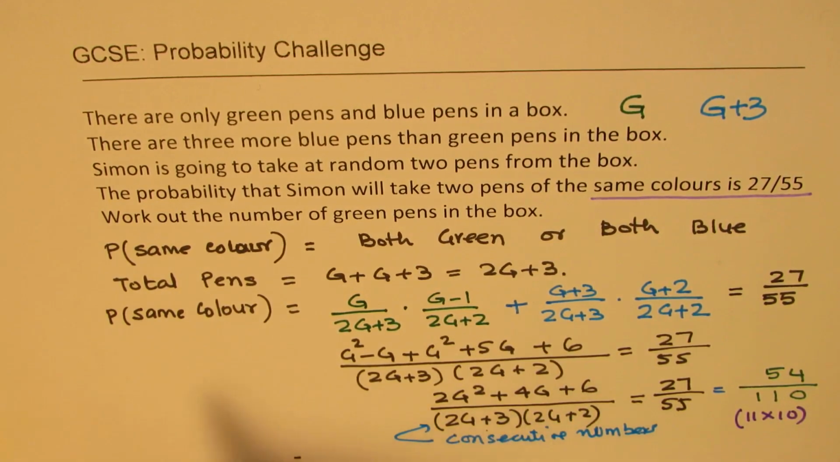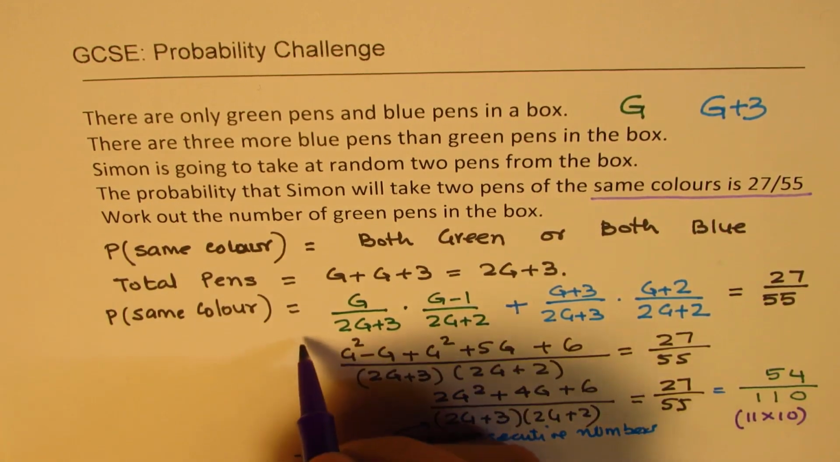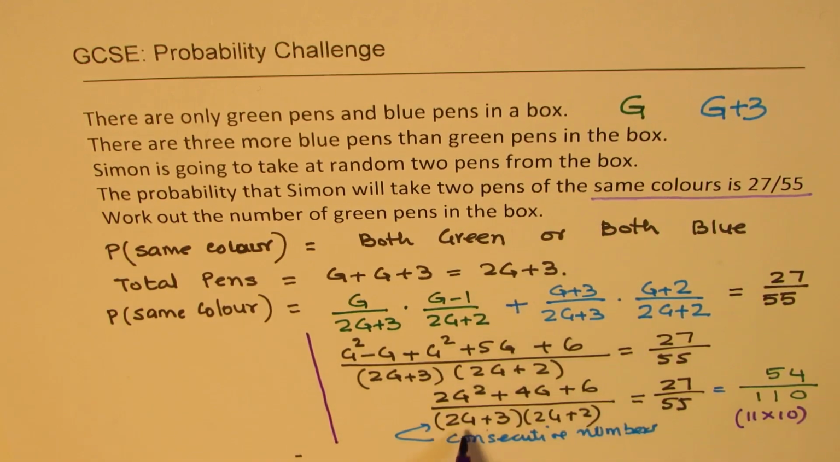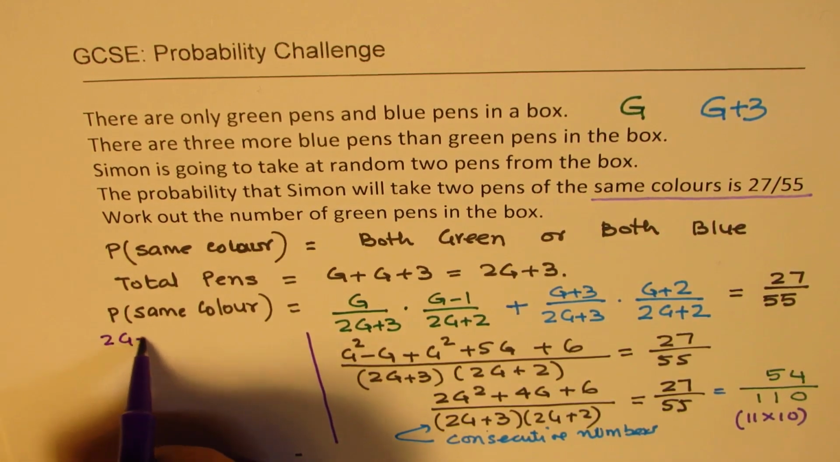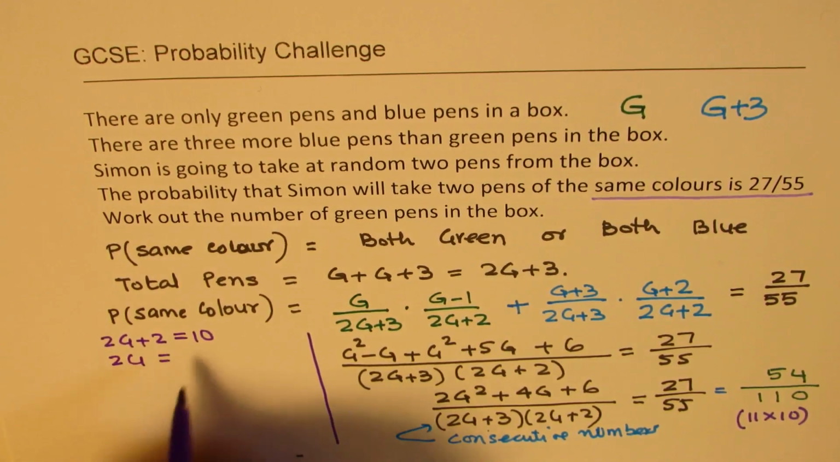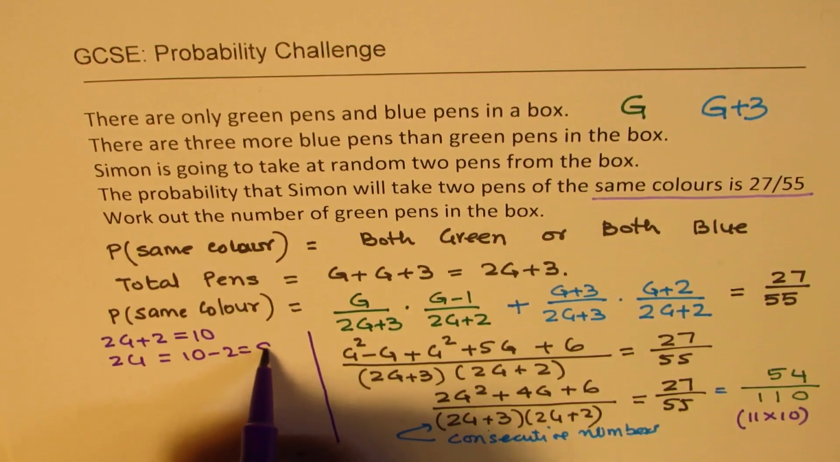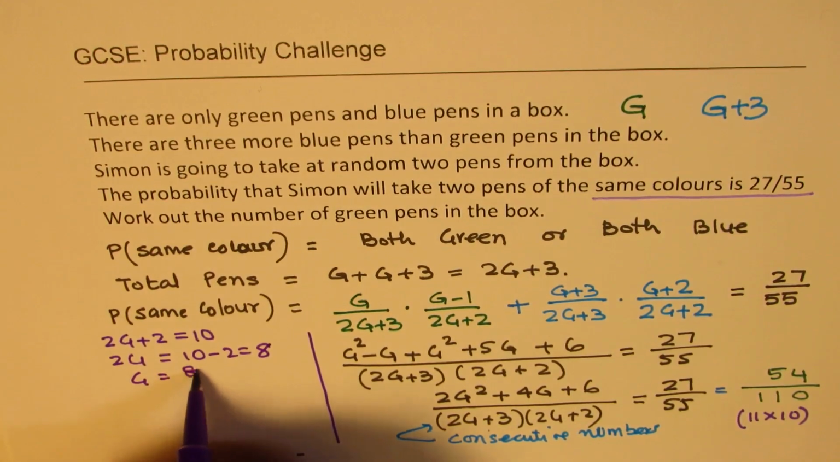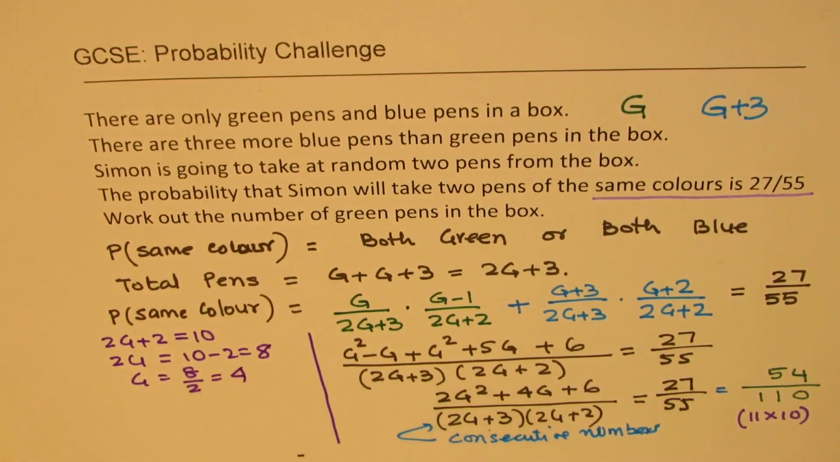So the numerator, let's substitute the value for g. Now let me work on this side, right? So we have a hint that 2g plus 3 is 11, or we can say 2g plus 2 is 10. So let's work with 2g plus 2 equals 10. That gives us 2g equals 10 minus 2, which is 8, and g is 8 over 2, which is 4. Now if I substitute 4 here in the numerator, what do I get?